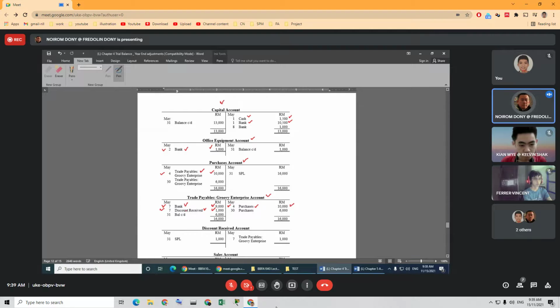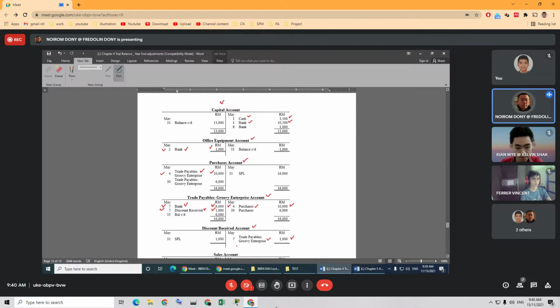Then open up a discount receipt ledger account. Remember this is a revenue. So before we don't have the 1,000, but now we have. So an increase of discount receipt, a credit item. So we credit 1,000. And then the particular, again, refers to the name of the account that is being debited. So we have debited trade payable Groovy Enterprise, so put here trade payable Groovy Enterprise. Okay, so that's the 7th. Now we look at the transaction on the 8th.